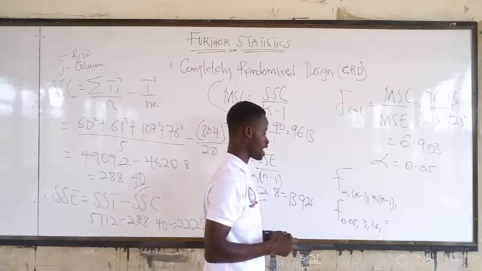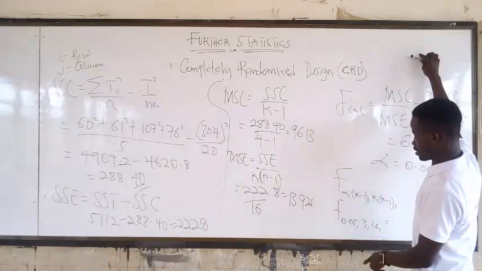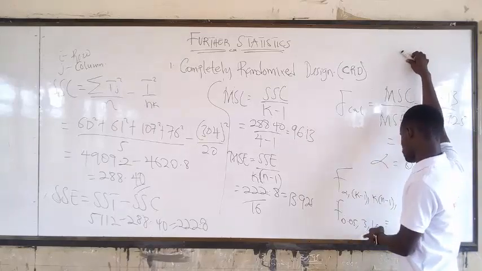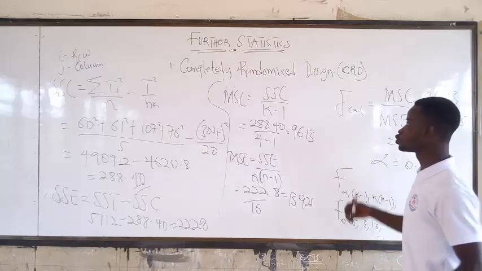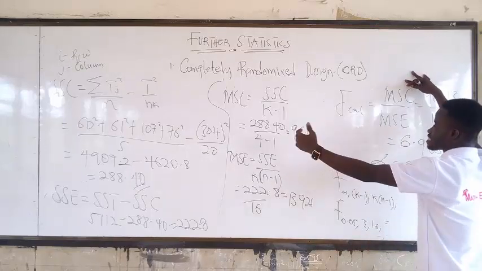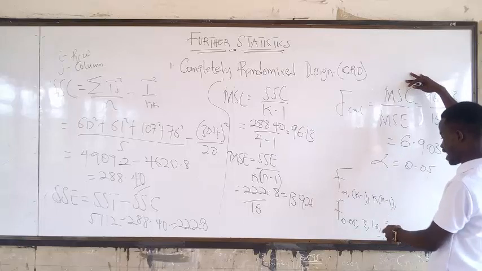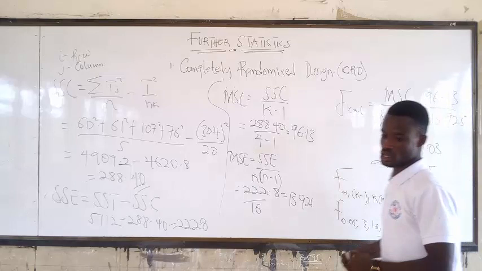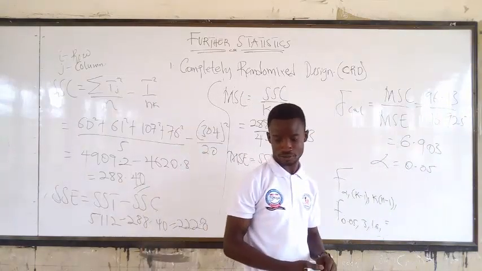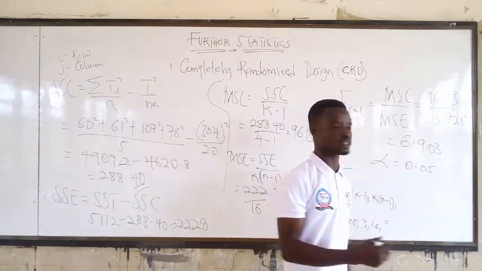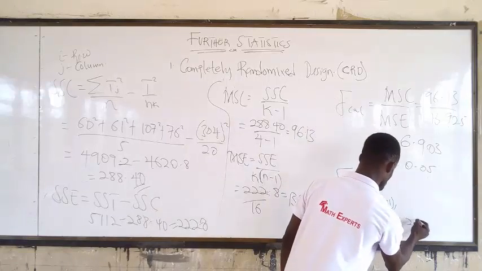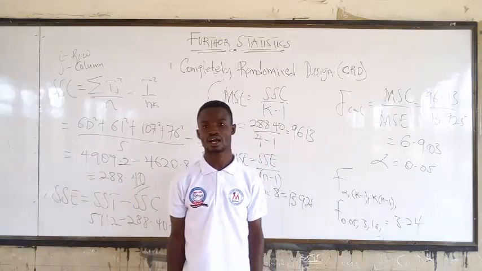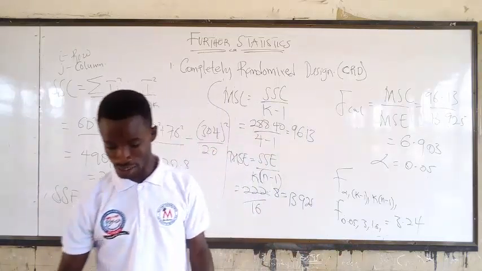So what I'm going to do is first check where the table of 0.05 is. Then you check on 3, and you trace the 3 to the 16. The 16 are the ones here, and the 3 are the ones here. When you trace, you are going to get 3.24. So that's going to be your F distribution value for that.